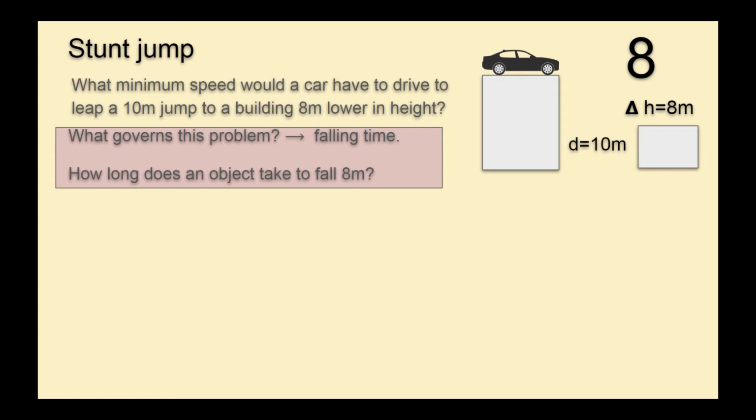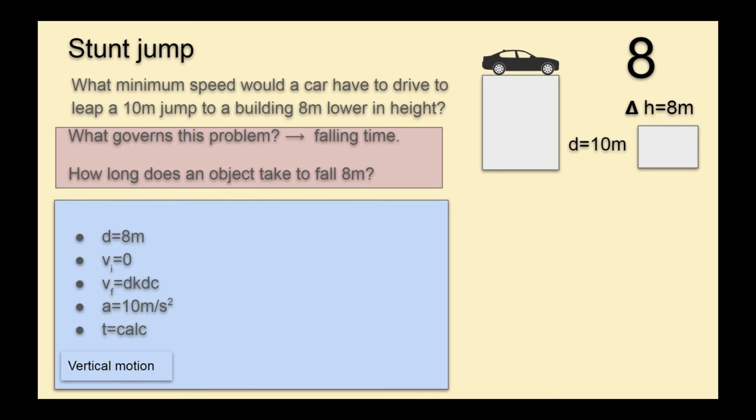Then you miss the building to the right. You fall to your death. You need to time it so that you are where the building is exactly at the moment you fall 8 meters. That's what's governing the problem.